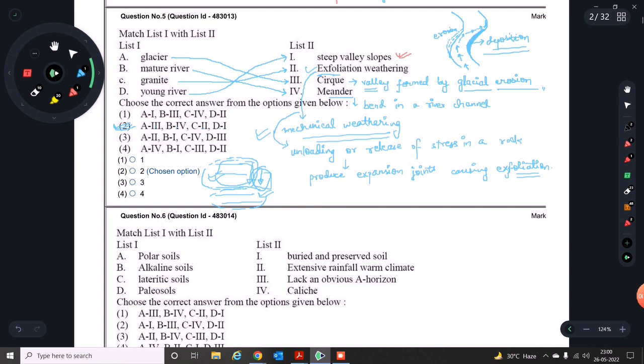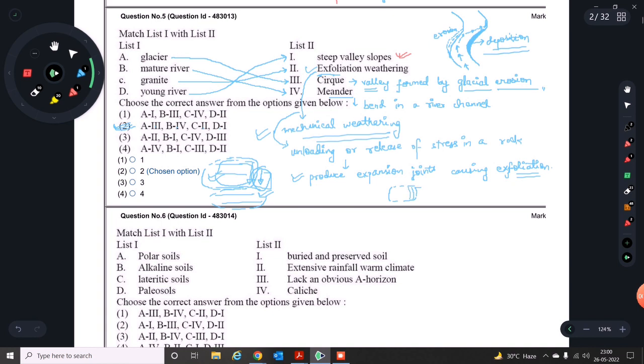You must have seen an onion. The way we peel off an onion, exactly the same we have here. Exfoliation is nothing but a peeling down of rocks. You must have seen how an onion peels like this.